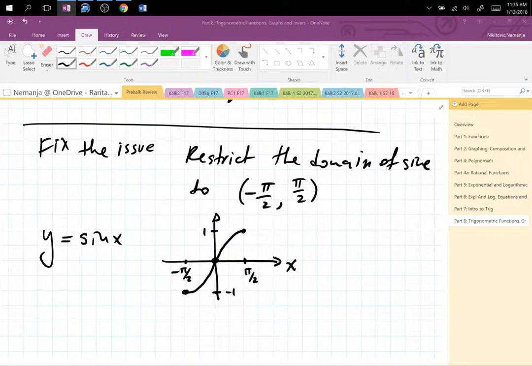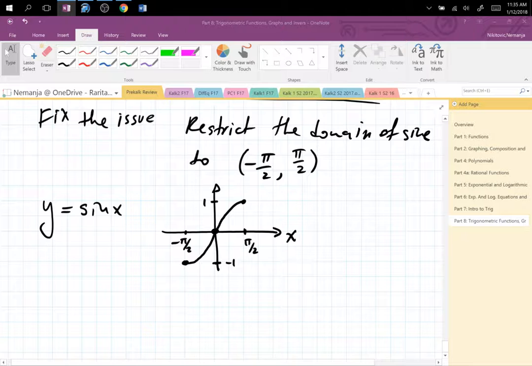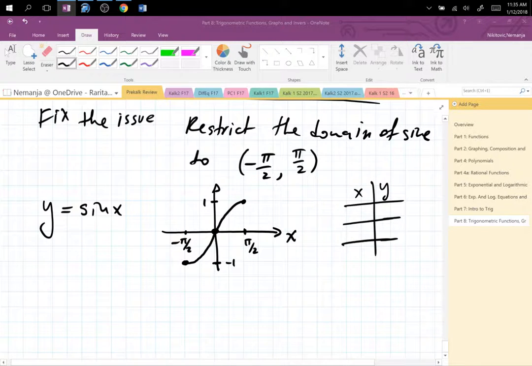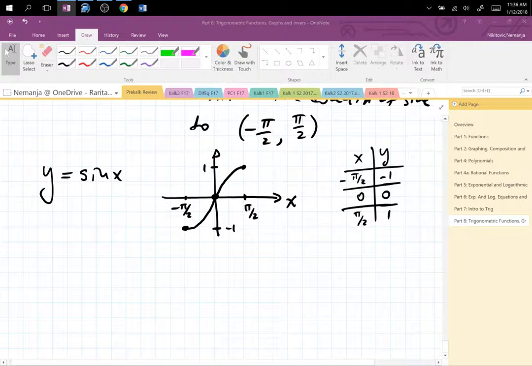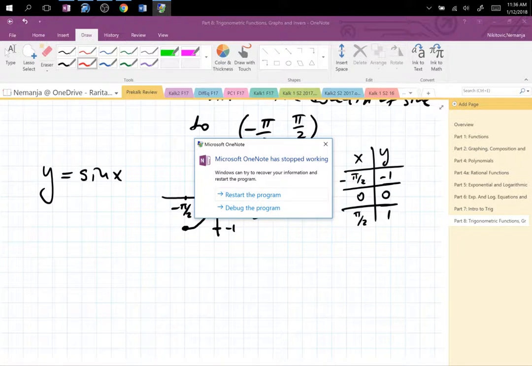Now you can quickly pick up the x, y points, and you know that for the inverse you just need to swap x and y. So we have negative pi over 2 with negative 1. We have 0 with 0, and pi over 2 with 1. So now if I want to construct, and this is now red, ugh.